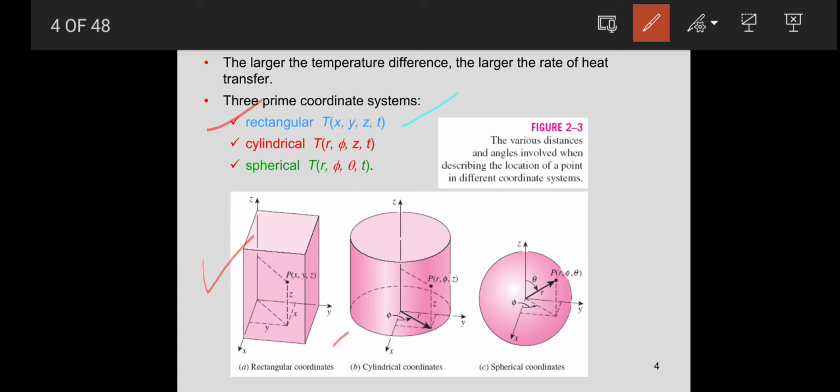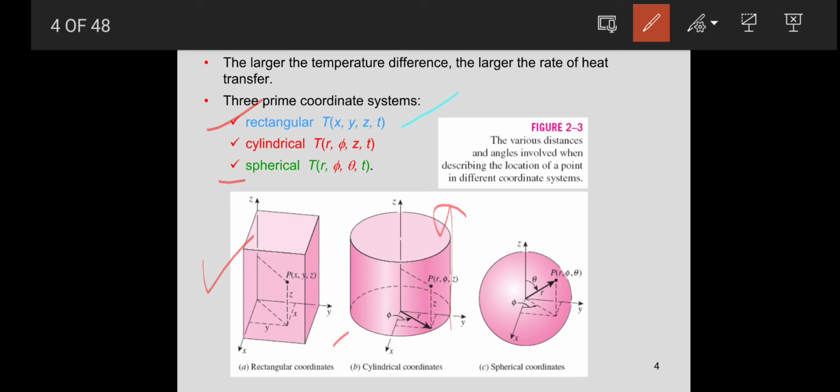In the cylindrical coordinate system, the dimensions are radial direction r, angular direction phi, and the vertical height of the cylinder direction z, and again the time t. Okay, so this is about the cylindrical coordinate system. And next is the spherical coordinate system.